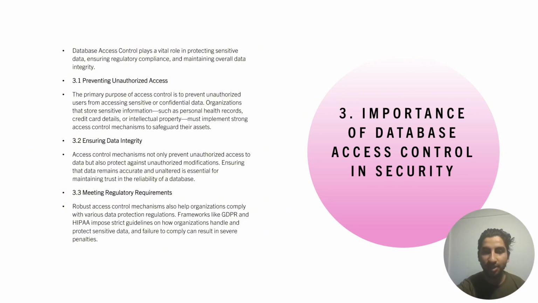Number 3.3 is basically compliance with regulations. Many industries are subject to stringent data protection regulations. Compliance with regulations such as GDPR, as discussed before, HIPAA, also discussed before, and PCI DSS is critical. And robust access control helps organizations meet the requirements of data confidentiality and security likewise.